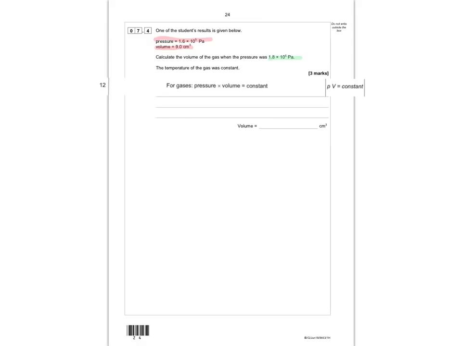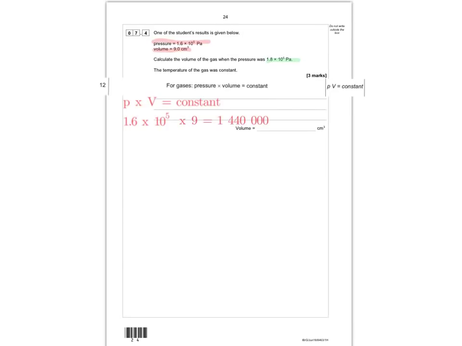And we would then know that this pressure multiplied by the volume that we want to work out would also equal the same constant that we calculated here. You can now see here that we've done P times V is a constant, so 1.6 times 10 to the 5, which is our pressure, multiplied by 9, which is our volume, to get 1,440,000 Pascal centimetres cubed.